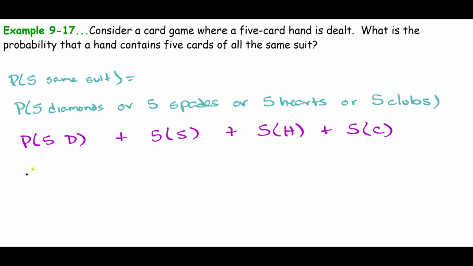Then remember, we know this was 0.000495, and this one was 0.000495. And this one's going to be the same, 0.000495, and then this one's going to be the same as well.